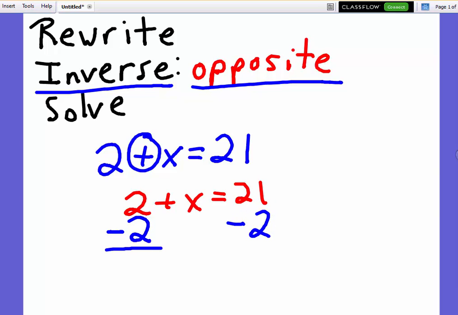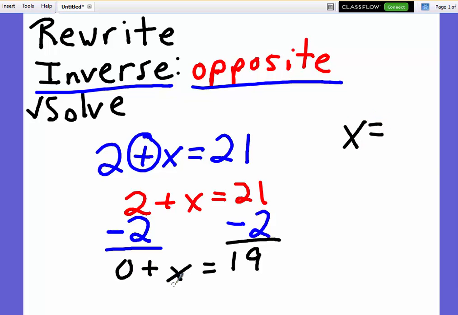My last step is solve. So I'm going to solve. What is 2 minus 2? Well, that is 0. And then I have x all by itself. So I have 0 plus x equals 21 minus 2. Well, 21 minus 2, I know that is 19. Now remember, when I'm looking for an answer with a variable, I'm always looking for what does x equal. So I want x all by itself.